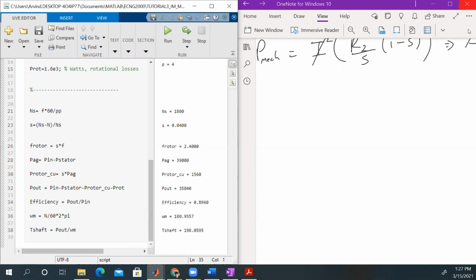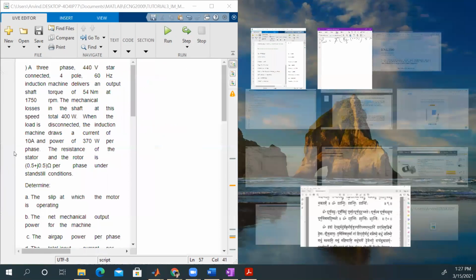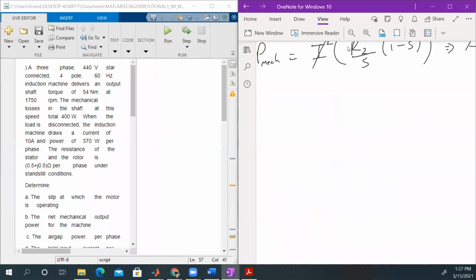Good. And this is the torque available to the user after the rotational losses are accounted for. All right, so let us go now to question 5. Everybody okay there? So you'll see the questions are actually pretty simple once you understand how the power flows from one part to the next, right?